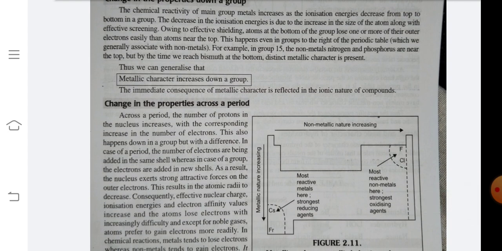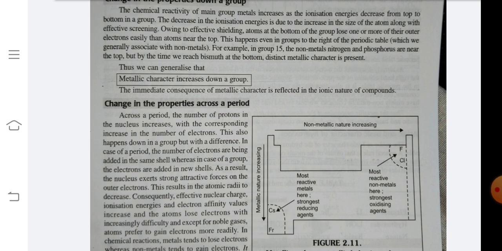The decrease in the ionization energy is due to the increase in size of the atom along with the effective screening. Owing to the effective shielding, atoms at the bottom of the group lose one or more of their outer electrons more easily than atoms near the top. This happens more in groups to the right of the periodic table.